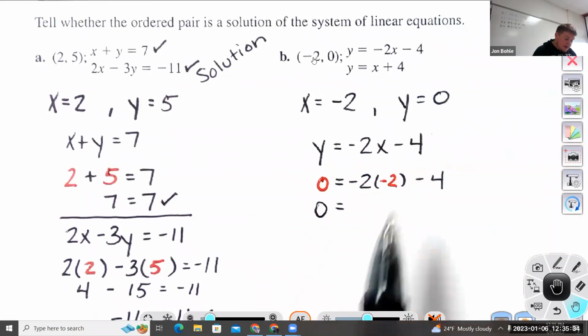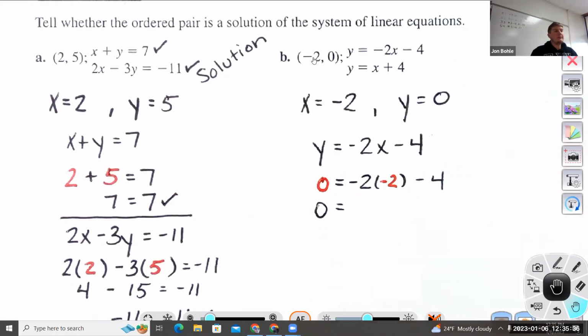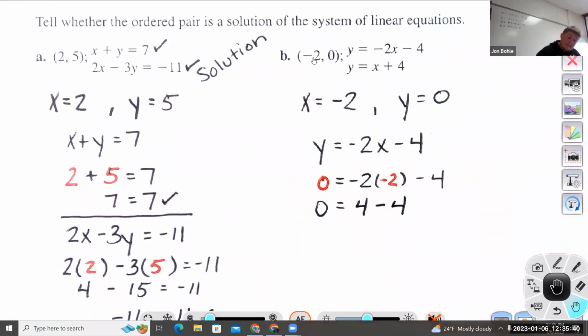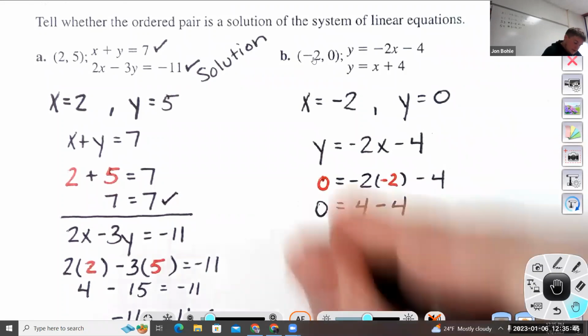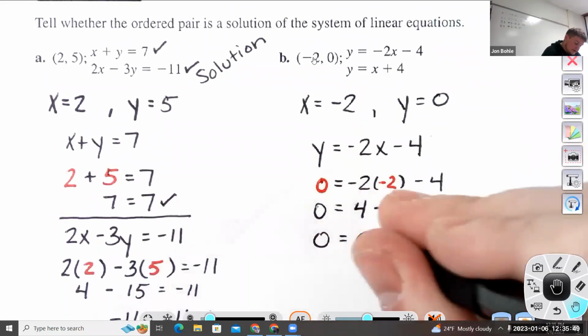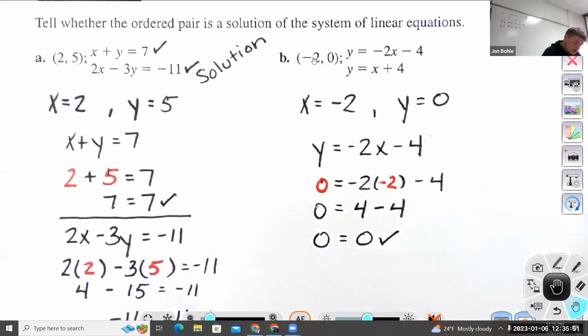Zero is equal to, anybody happen to know what -2 times -2 is? +4. And then 4 minus 4? Did it balance out? Sure did. Is it a solution to the top one? Sure is.